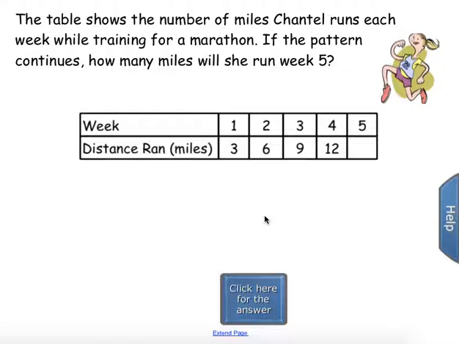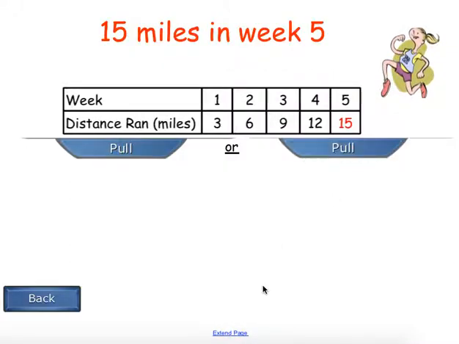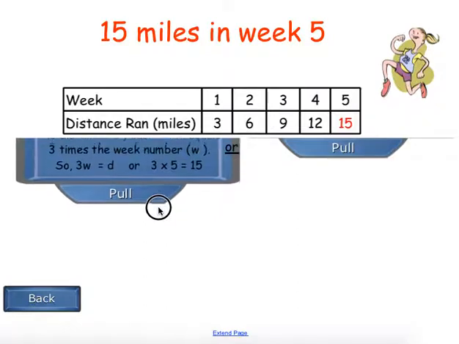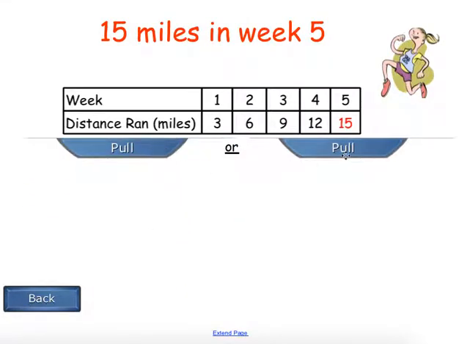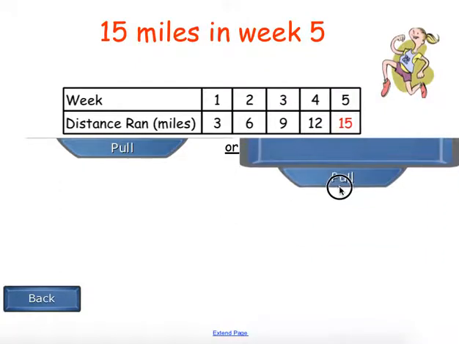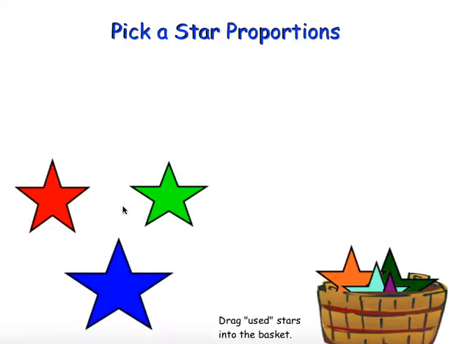All right, a couple more. The table shows the number of miles Chantel runs each week while training for a marathon. If the pattern continues, how many miles will she run in week 5? So 1 to 3, 2 to 6, 3 to 9, 4 to 12. Looks like we're multiplying by 3. So would she run 15 in week 5? Looks like it. Okay. So for distance, we could plug in times 3 here, or we add 3 for every week.